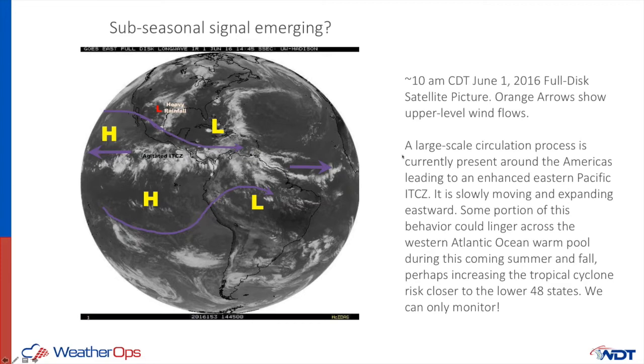And even if part of it moves quickly east, some portion of it could linger over the western Atlantic where the waters are quite warm and possibly increase the risk closer to home. And we just have to monitor for that. There's no way to say for sure whether in fact this will occur or, contrary to that, whether this signal just sits out here in the eastern Pacific, which, if it did, could have a suppressive effect on tropical cyclone activity in the Atlantic side.